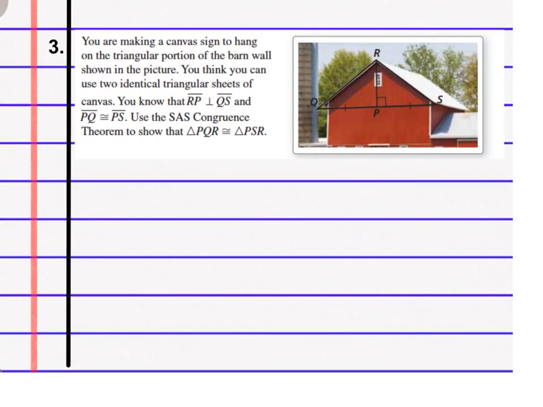All right, last example. So you can kind of summarize what you need. You are making a canvas sign to hang on the triangular portion of the barn wall showing the picture. You think you can use 2 identical triangular sheets of canvas. So I would say you need this part, kind of the math part. And I'm going to maybe draw this triangle below because it's really hard to see, I think.